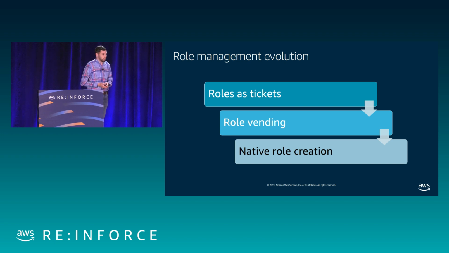We got together and thought, okay, do we want to do this roles as tickets thing? Do we want to do something called role vending, which I'll talk about momentarily? And how do we get to native role creation? How do we get comfortable as an organization that we can do this in a secure way? Pretty quickly we threw out this concept of roles as tickets. We were like, this is not going to happen. We're a very small organization, talking a single-digit number of people supporting thousands of users. Roles as tickets was never going to fly. So we started with a concept called role vending, which I'll talk about now.